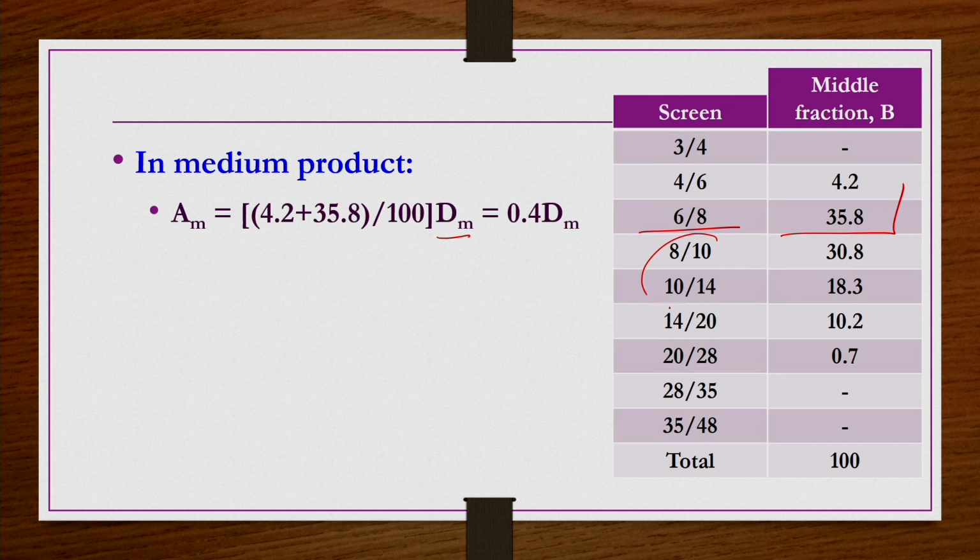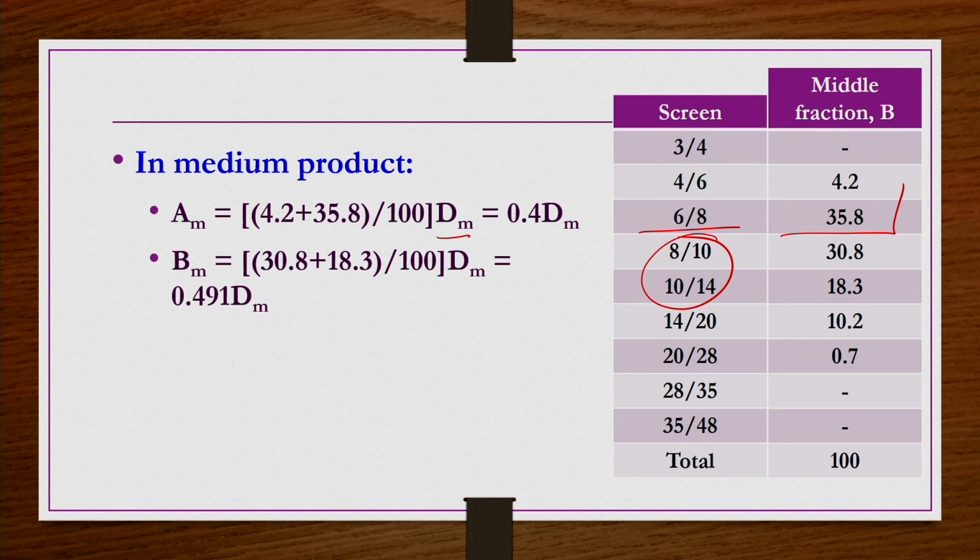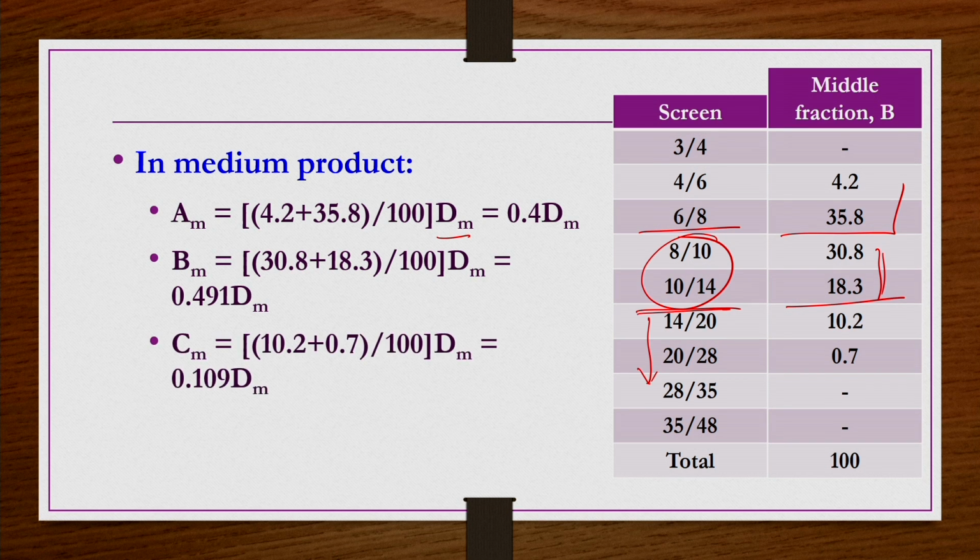Similarly, what is the medium fraction in this middle product is Bm equals 30.8 plus 18.3, because that is passing through 8 and then retaining on 14 is designated as the medium one. So, 30.8 plus 18.3 divided by 100 multiplied by dm is equal to 0.491 dm. And then the finer ones in this middle fraction, whatever is passing through 14 mesh, all should be considered as finer. So, that is Cm equals 10.2 plus 0.7 divided by 100 multiplied by dm equals 0.109 dm.